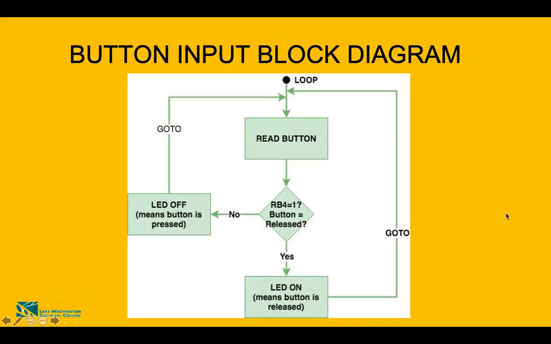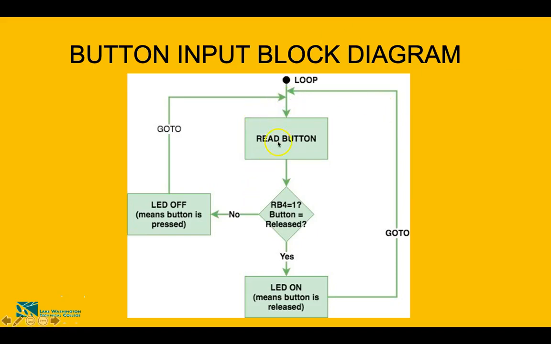This slide talks about the flow chart for this particular program. You already saw that when I was pressing the S1 button, the LED was off, and when I released the button, the LED was turned on. So I have to create the code in such a way that it can work like that: when I press the switch, the LED is off, and when I release it, the LED is on.